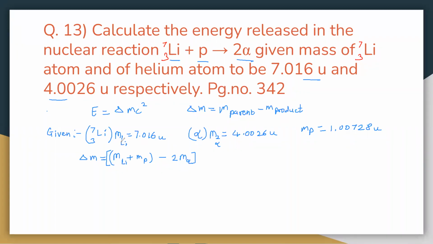So mass of lithium is given, which is 7.016 U. Mass of alpha particle is given, which is 4.0026 U. Mass of proton is a constant value, and as I told you, del M, the mass defect, is equal to total mass of parent minus mass of product nuclei. Now we'll substitute its mass, then addition, subtraction, and then we'll try to find out energy release.